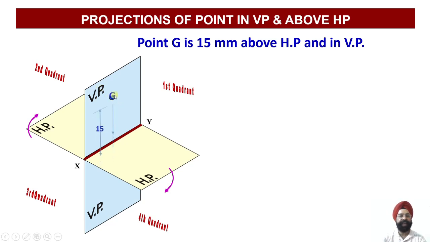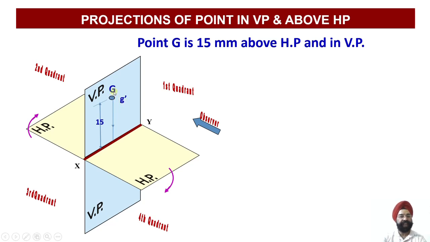So this is my point G, and if I look at this point from the front, I'll obtain the projection of this point G right over here. And if I look at this point from the top, this projection, that is the top view, will be obtained here. So let us see. If I look at this point from the front, the front view projector will be falling upon this. So obviously wherever it meets VP, it is going to give me the front view.